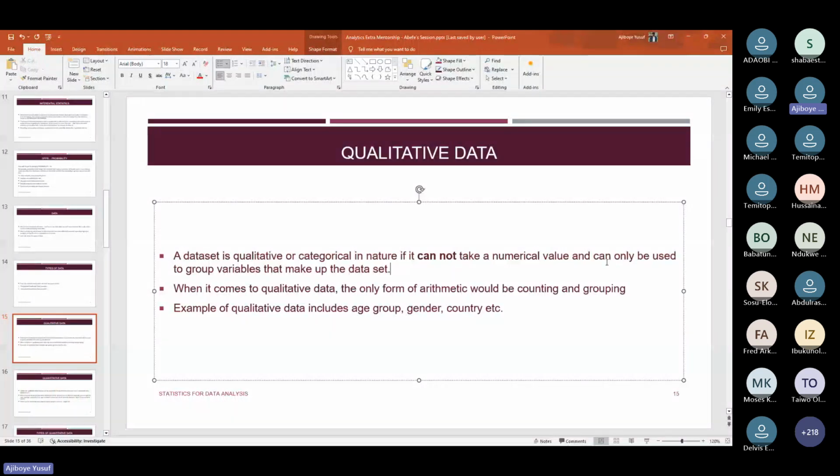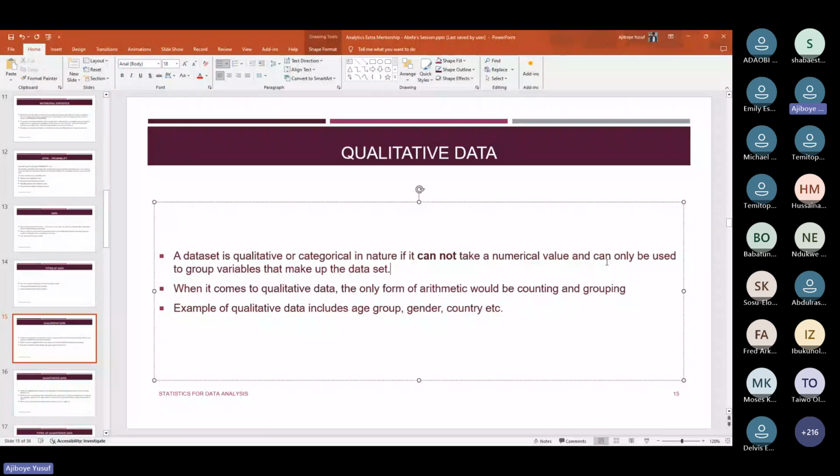So one of the distinct properties that defines a qualitative data or variable is that it can only be counted or be grouped. You can't perform arithmetic operations on them. By arithmetic operations, I mean you cannot add, you cannot subtract, you cannot divide, you cannot multiply.